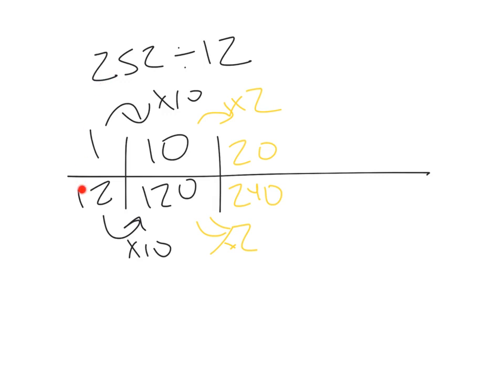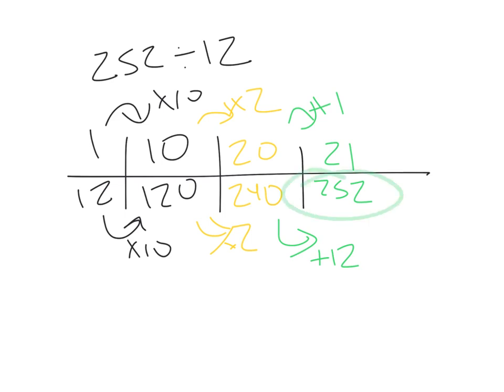In fact, I think I just need to add one group of 12 to my 240, and I'll be there. So I am going to add one. And if I add one group, that'd be adding 12. That would give me 21, because 20 plus 1 is 21. 240 plus 12 is 252, and that is our goal that we're after. And therefore, 252 divided by 12 is equal to 21.